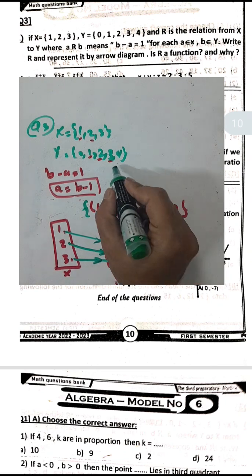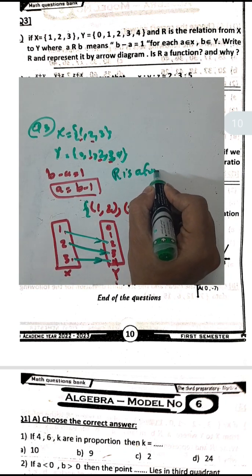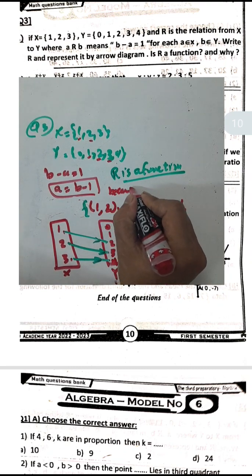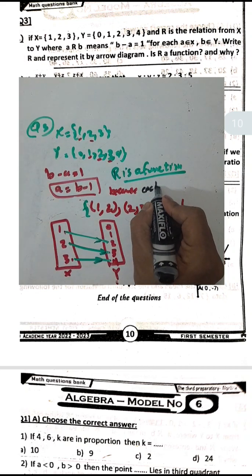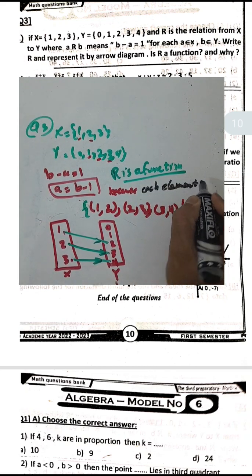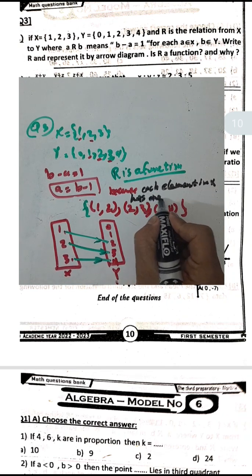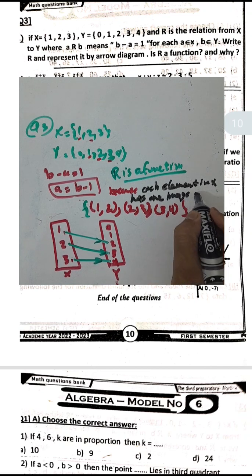We have here R is a function. Why? Because each element in X has one image in Y. Okay, it's a function. Next question.